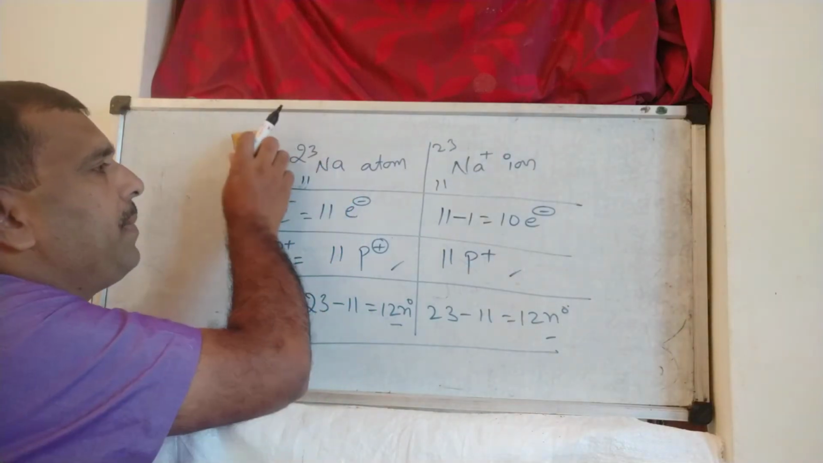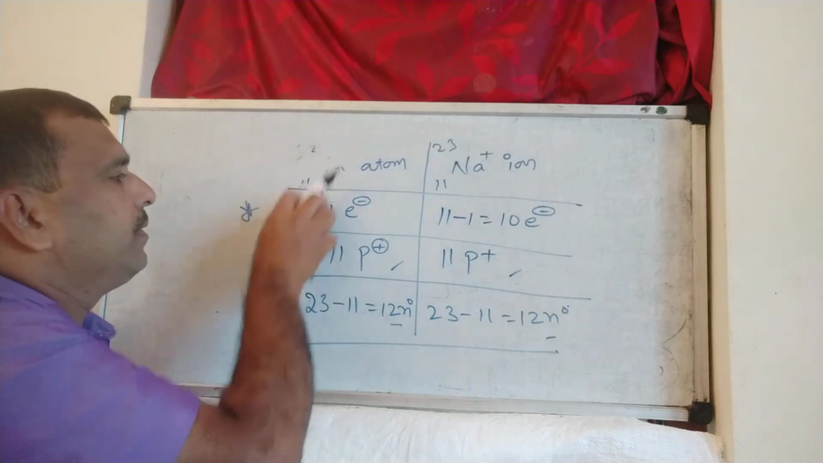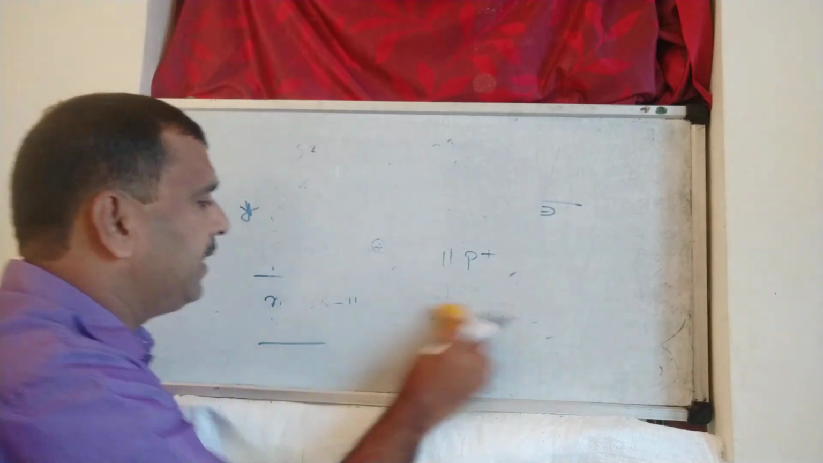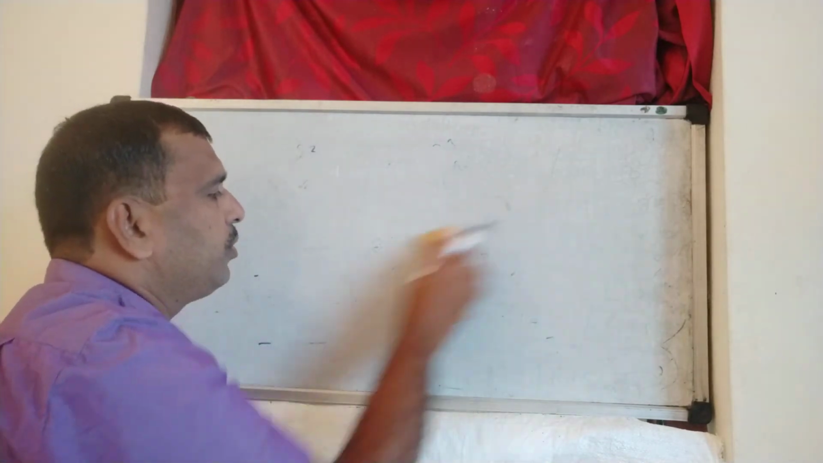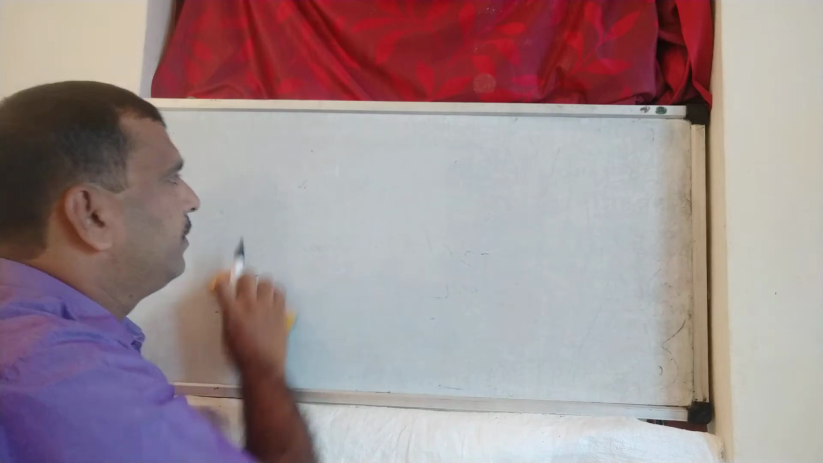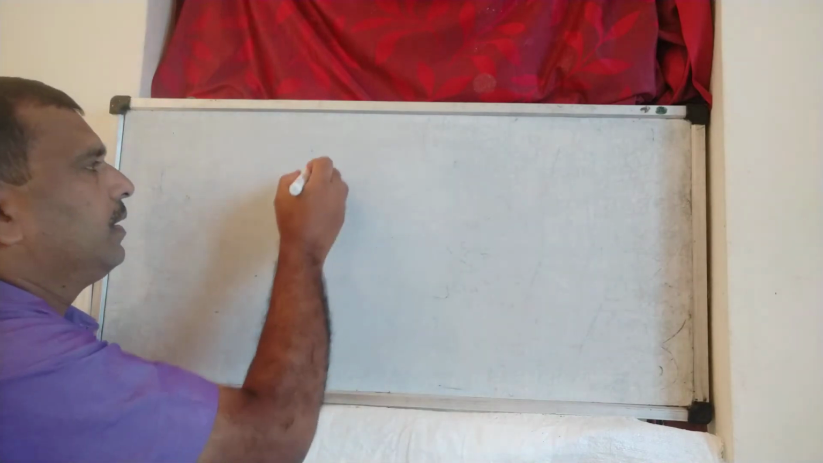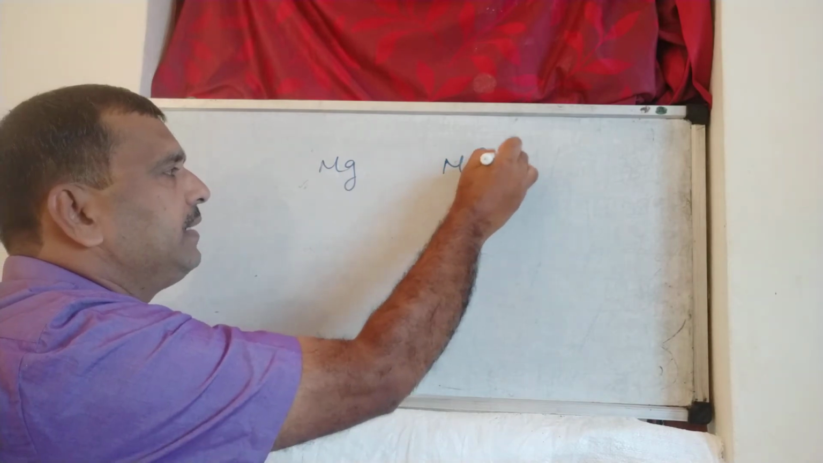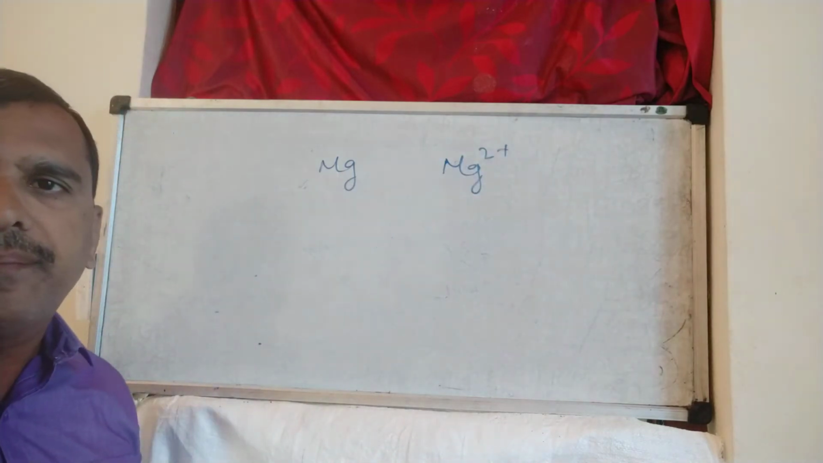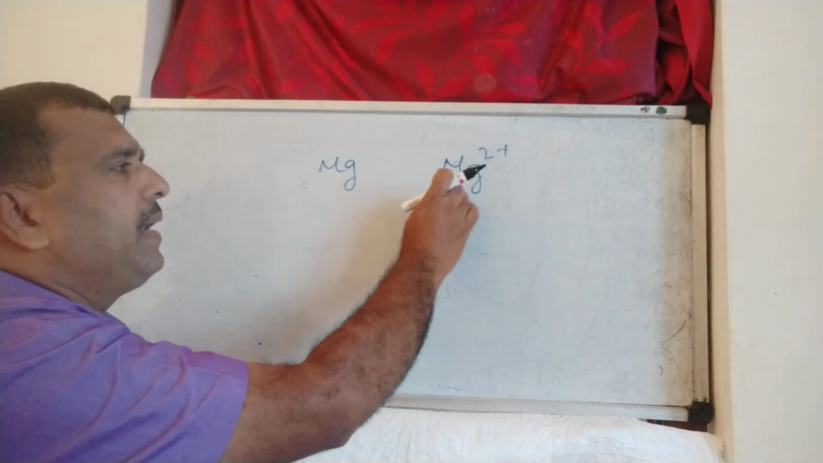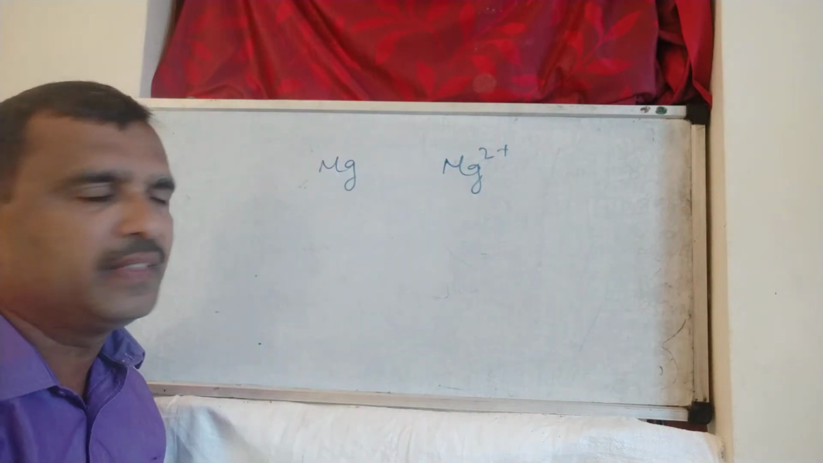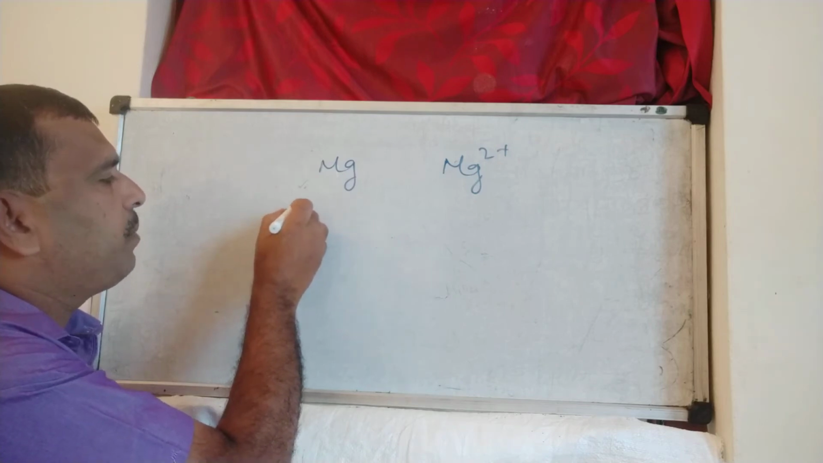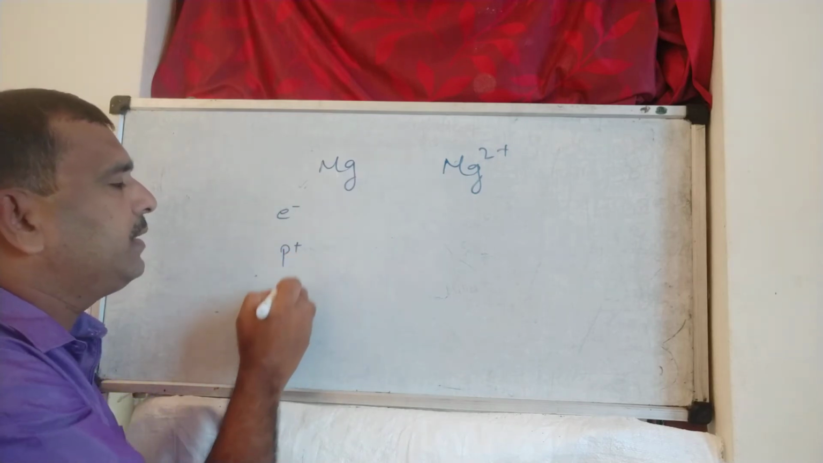Suppose it is magnesium. Next, how many electrons, how many protons and how many neutrons are present in magnesium? We'll go through that. This is the magnesium atom, and this is called a magnesium ion. How many electrons and how many protons are present?